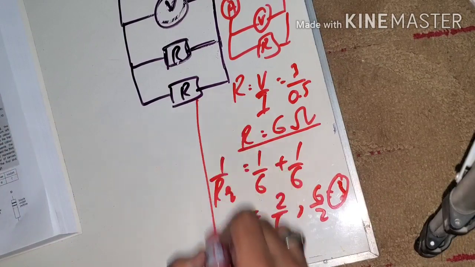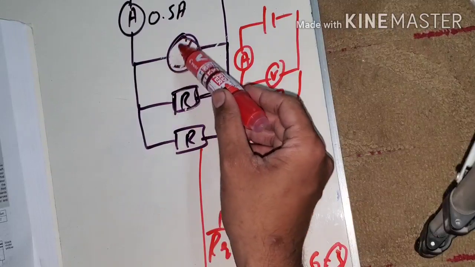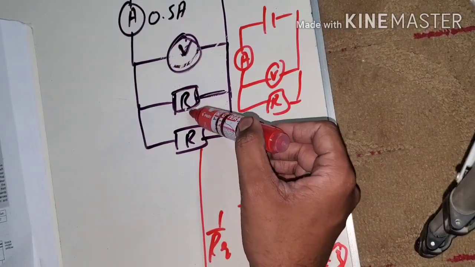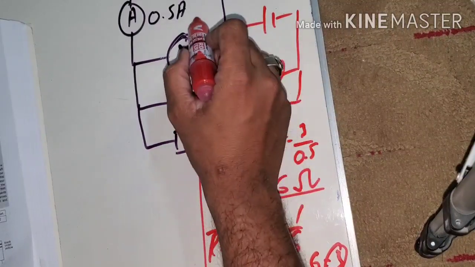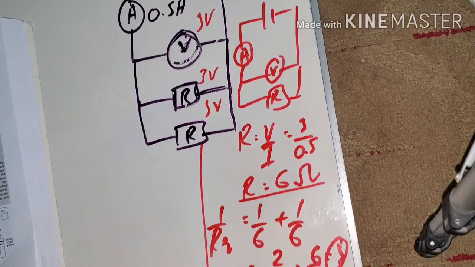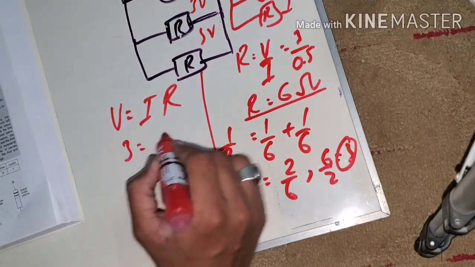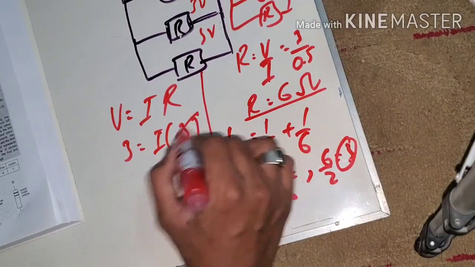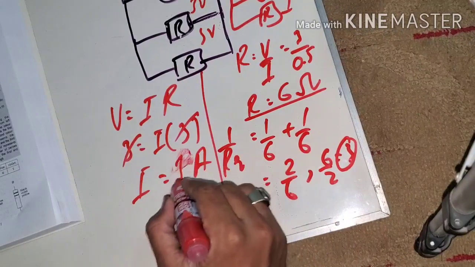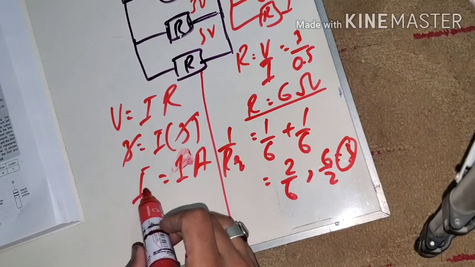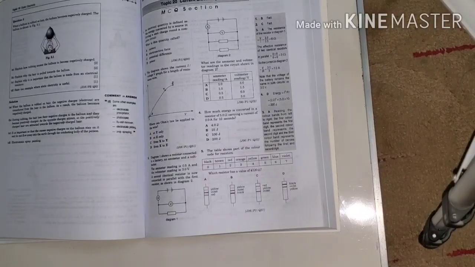So now the question is very similar. The voltmeter reading is 3. All these are parallel with this, so the voltage across each will be 3. But we need to find the current. So V is equal to IR. V is 3, I needs to be found, R is also 3. Both cancel out. The current is 1 ampere. So the reading of the ammeter will be 1 ampere, whereas the reading of the voltmeter is 3 volts.